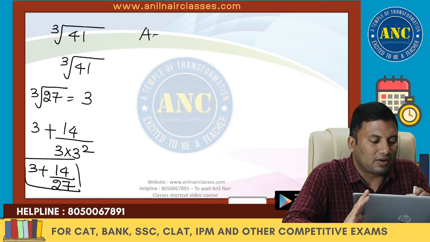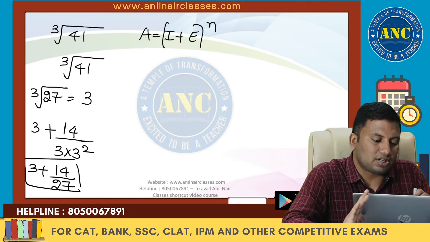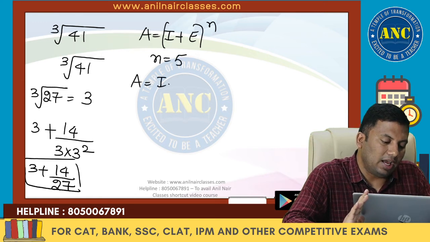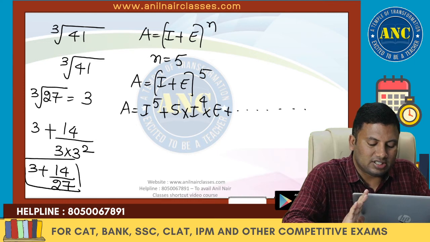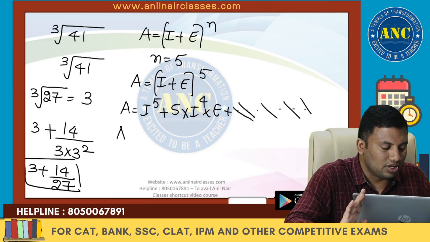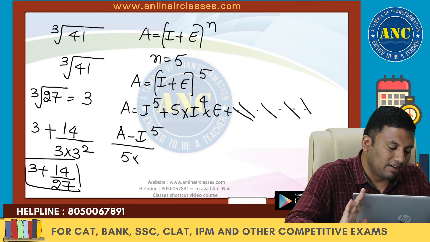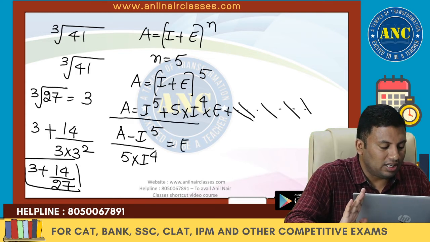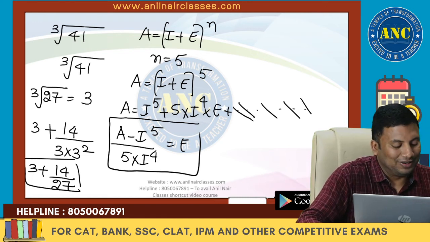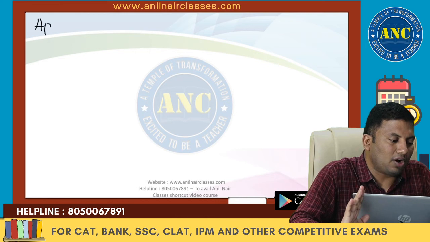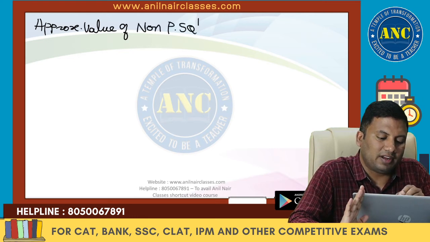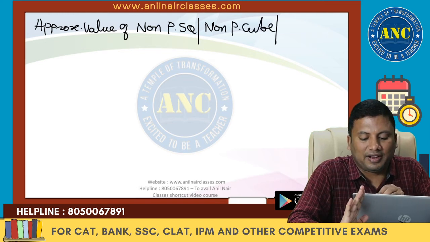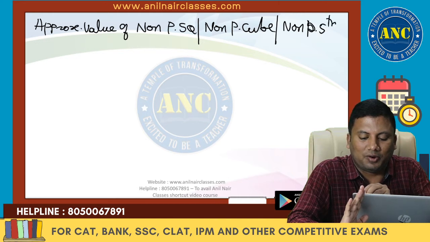Suppose A is equivalent to I plus E power n. Suppose I take n value 5, this is nothing but I plus E power 5. So this is nothing but I power 5, integer power 5, plus 5 into I power 4 into E. Estimated decimal values will increase. These are all very approximated values. So A minus I power 5 divided by 5 into I power 4 is equivalent to E. What is E? E is an estimated decimal value. I hope the idea is clear. Now you can find the approximate value of a non-perfect square, a non-perfect cube, a non-perfect fifth power also. I hope the logic is clear.